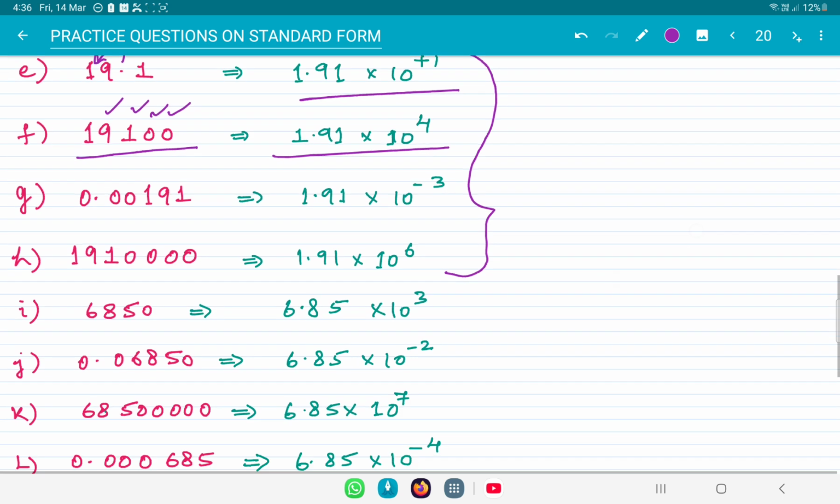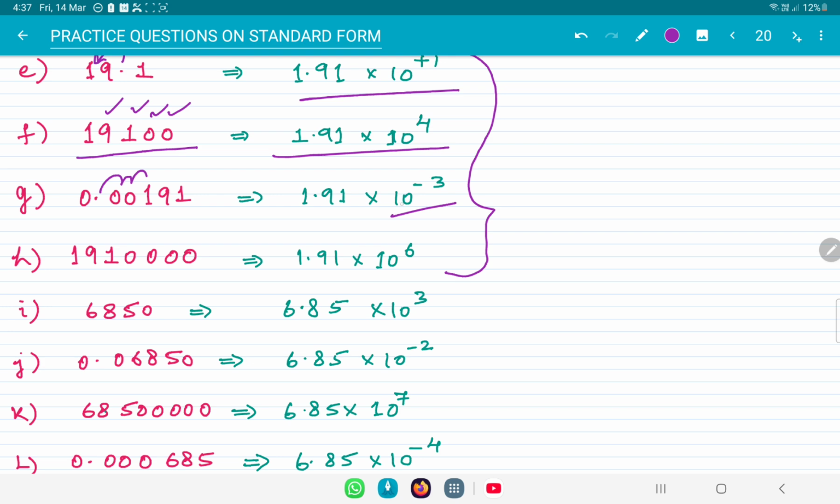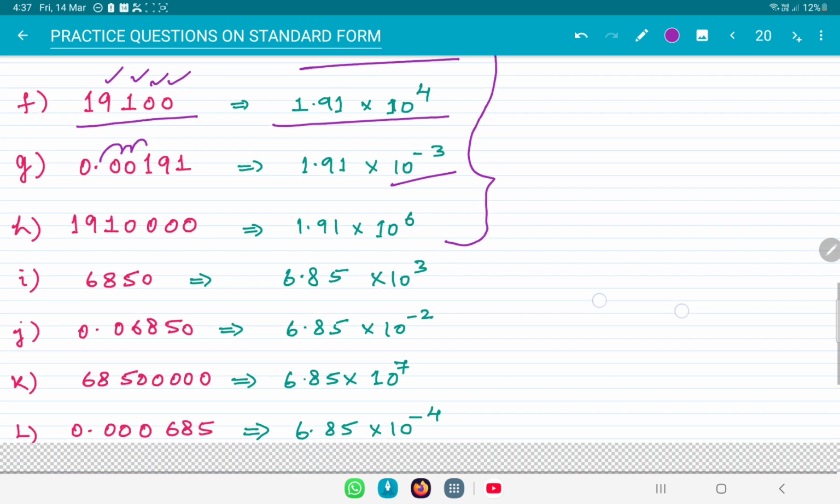If it is 0.00191, our decimal will move from left to right. So 1 2 3, and the power of 10 will be negative. So 1.91 into 10 raised to the power minus 3.